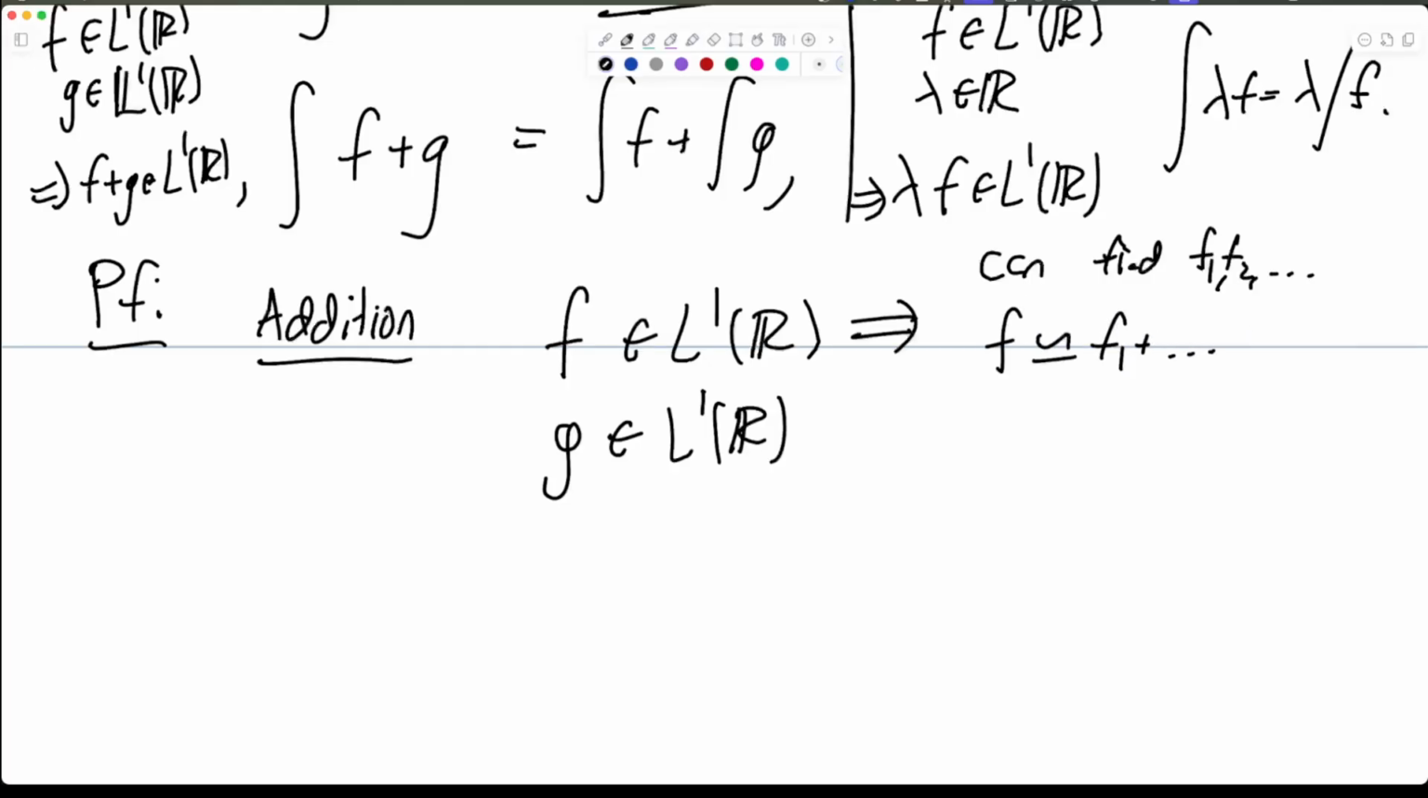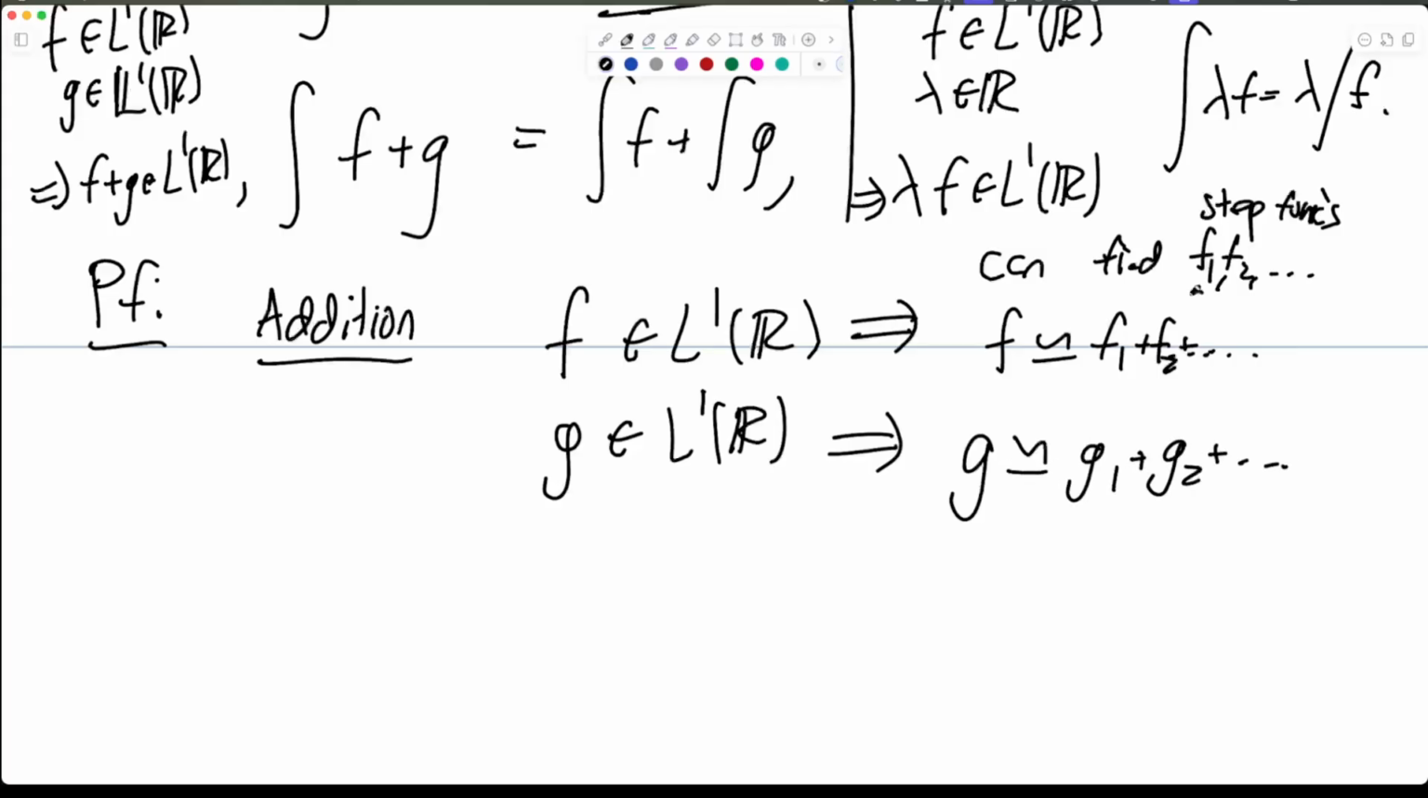And all the conditions A and B are baked into this notation. This symbol means we find the step functions. They are step functions, and they satisfy the properties A and B. f is that thing. Same for g. We can also find g1 plus g2 plus and so on. So we can find f1, f2, and g1, g2, and so on. f is made of step functions, g is made of step functions, and everything works.